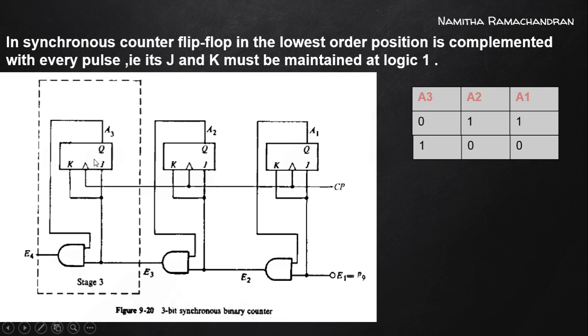This E3 decides whether to complement this A3 or not. Now this E3 equal to 1. That 1 is applied here in J and K. If both J and K equal to 1, then it performs a toggle operation. Toggling means it complements the current value. So A3 is now 0. So it complemented and it sets 1 in the next state for A3.